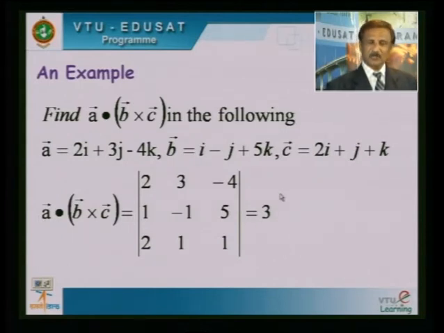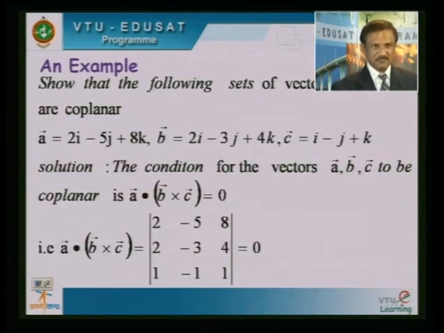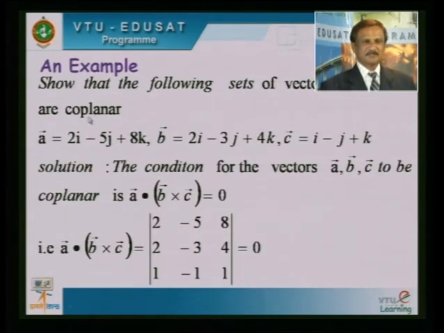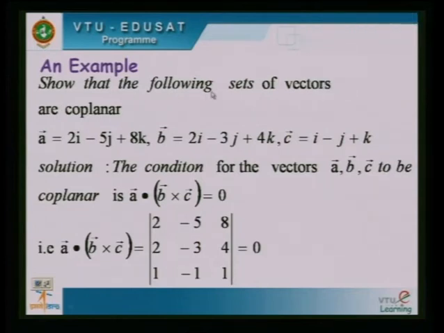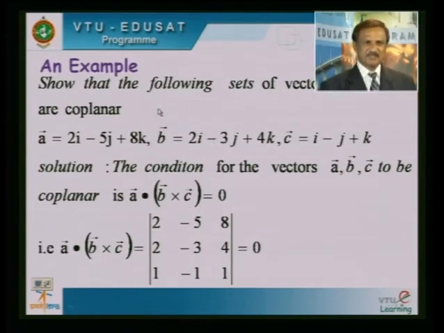It means it is not a vector, it is a scalar quantity, it should be observed. And similarly, sometimes they may ask in this form: show that the following sets of vectors are coplanar, is it clear? They have given 3 vectors, and they have asked us to prove that the 3 vectors are coplanar. Friends, I hope you know the meaning of coplanar, I have already explained. So, now you can prove that these 3 vectors are coplanar.